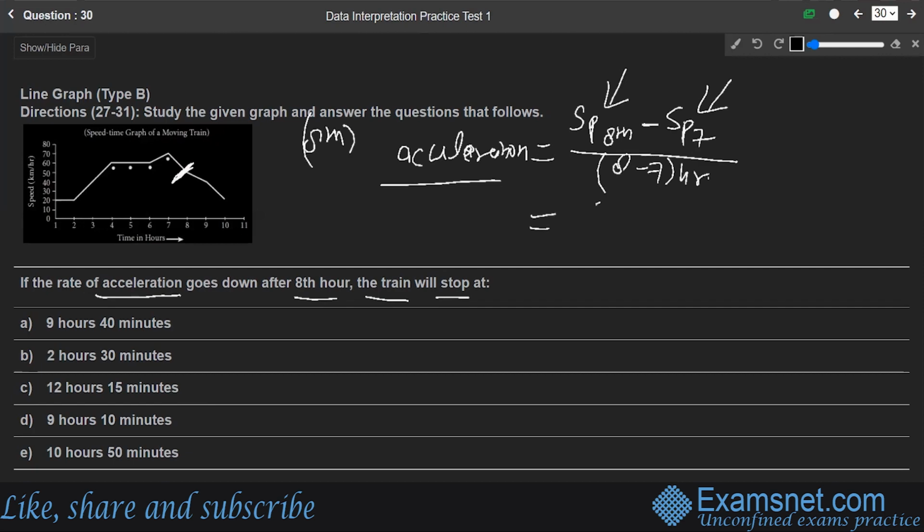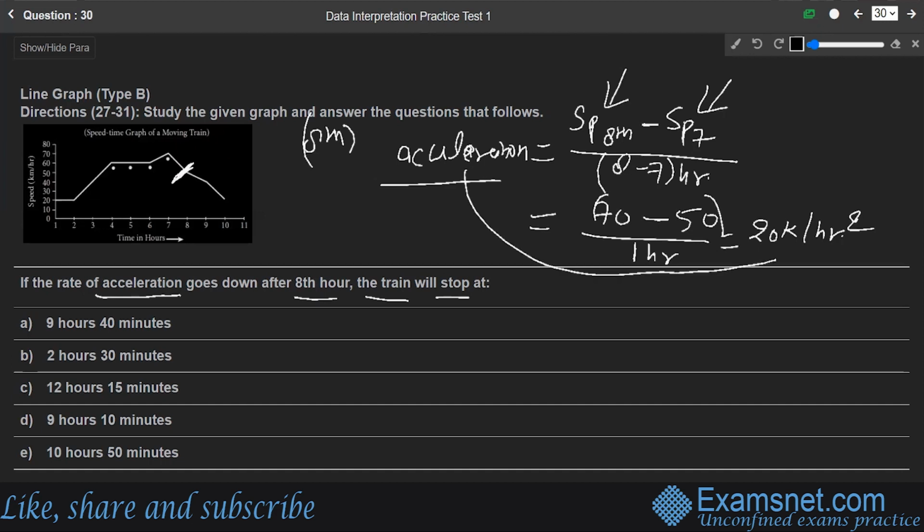Speed at the 8th hour is simply 70 km per hour as seen from the graph, and speed at the 7th hour is simply 50 km per hour as seen from the graph. The total duration covered is 1 hour only, so it becomes 20 km per hour. The acceleration is 20 km per hour squared, because there is a unit in the denominator also. So that is the acceleration, 20 km per hour squared, after the 8th hour.